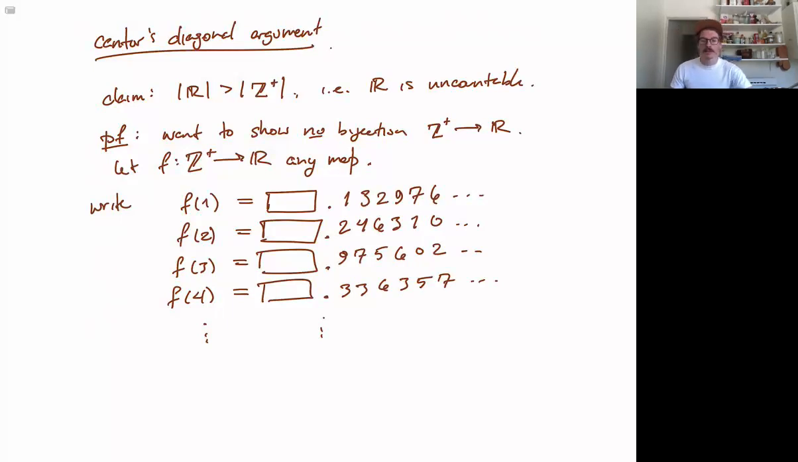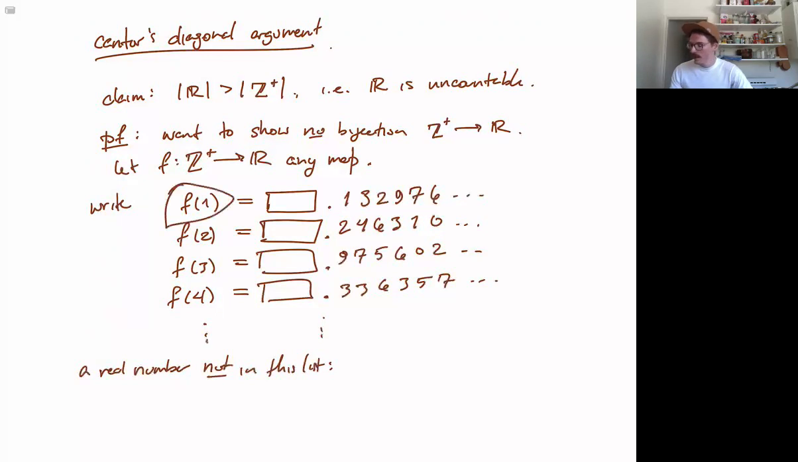Now, what we're going to do is we're going to write down a real number that is not in this list. And that will show that this map is not surjective and therefore not a bijection, right? So how do we write down a real number that is not in this list? Here's where the name diagonal argument comes from.